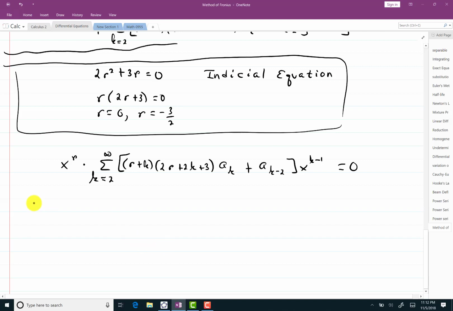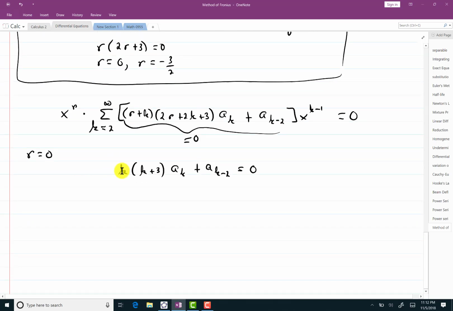Let's start with r equals 0. If r equals 0, let me remind you, I'm going to set all of this coefficient equal to 0. If r equals 0, then r plus k is just k. And then 2r is 0, and so I get k times 2k plus 3, a sub k plus a sub k minus 2 equals 0. And this is where I'm going to start finding my coefficients. Solve for a sub k.